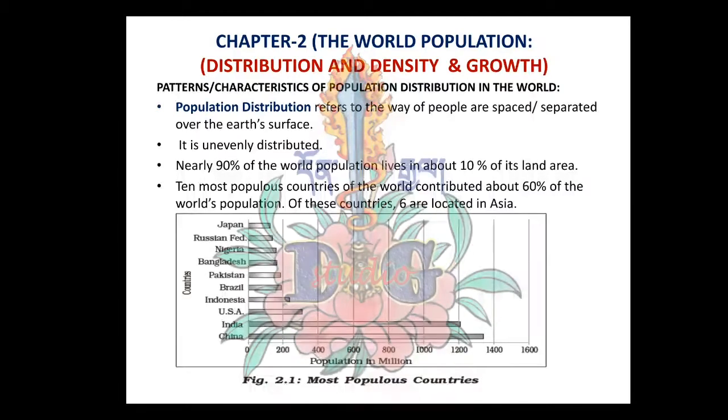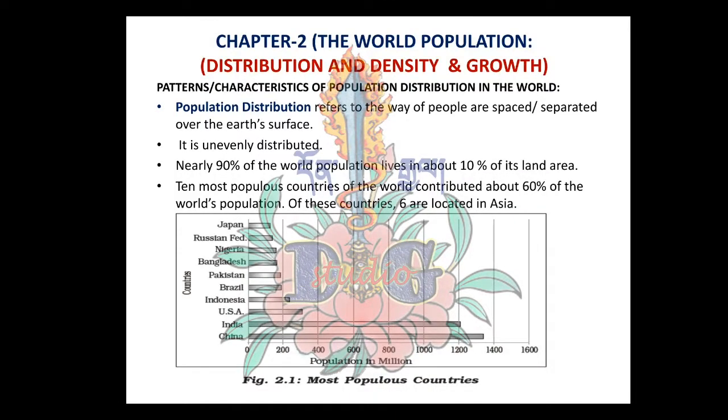That means in this world we have more than 200 countries. Among the 200 countries, the 10 most populous countries of the world contribute nearly 60% of its population. Below we have a bar diagram. That particular bar diagram shows the respective countries with their size of population.